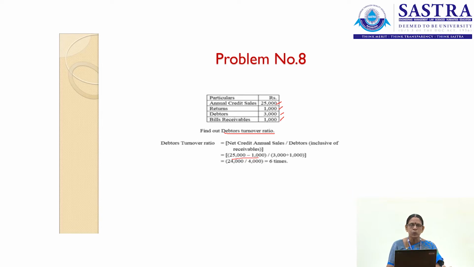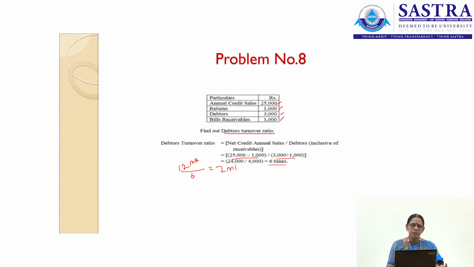Now debtors is inclusive of your receivables. So 3,000 plus 1,000 will be the closing debtors. So 3,000 plus 1,000 will be the denominator. Now 25,000 minus 1,000 divided by 4,000 rupees. That is 6 times. That means the debtors is collected 6 times in a year. Suppose if you want to find out in terms of month, that is your collection period, we can take it as 12 months divided by 6 times. That means for every 2 months, you are collecting the debtors.